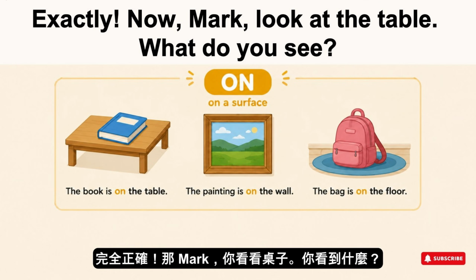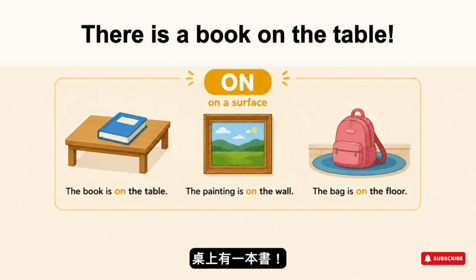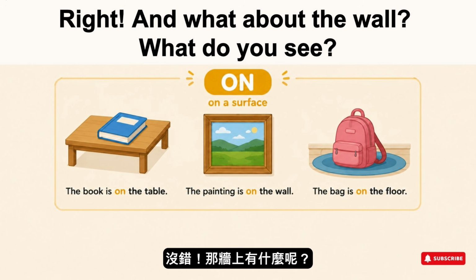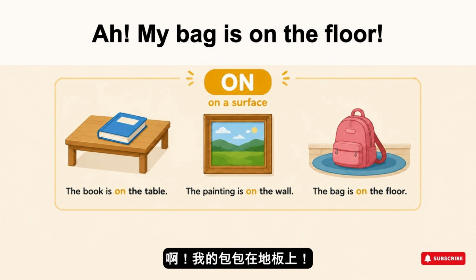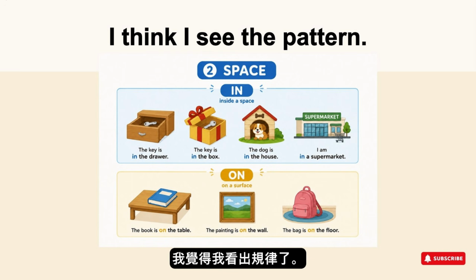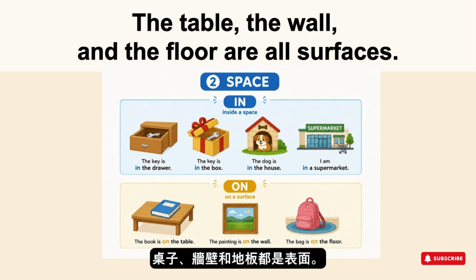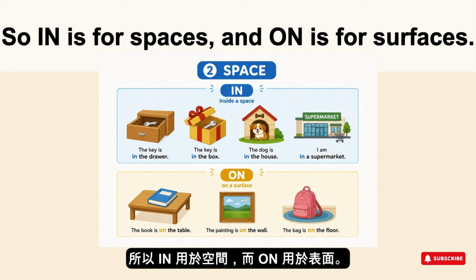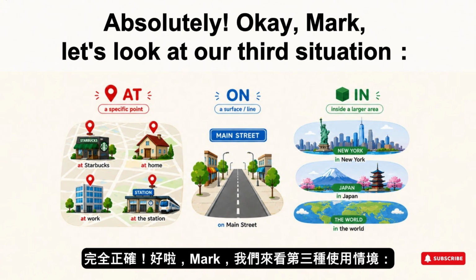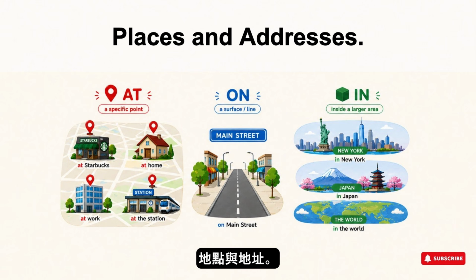Exactly. Now, Mark, look at the table. What do you see? There is a book on the table. Right. And what about the wall? What do you see? There is a painting on the wall. Great. Now look at the floor. What do you see? My bag is on the floor. Nice job, Mark. I think I see the pattern. The table, the wall, and the floor are all surfaces. Yes, and that's why we use on. So in is for spaces, and on is for surfaces.